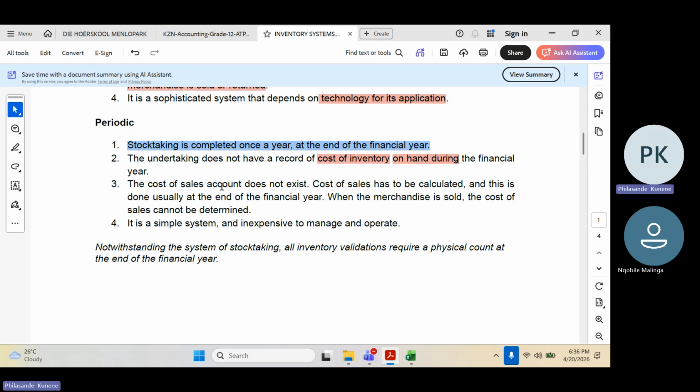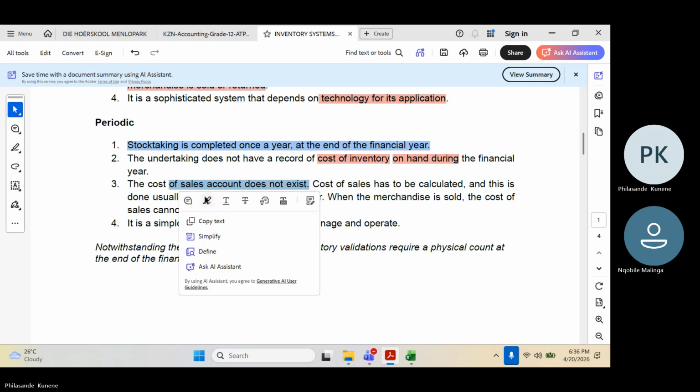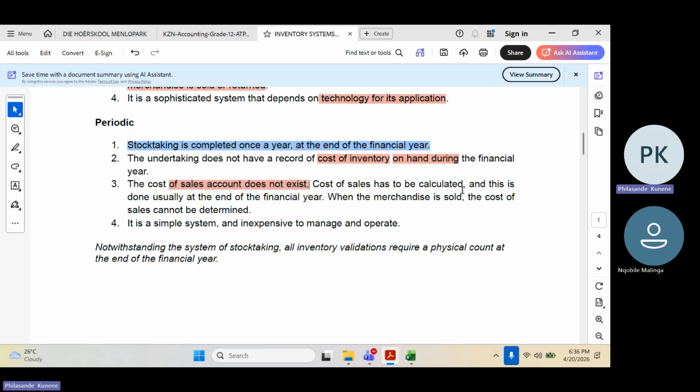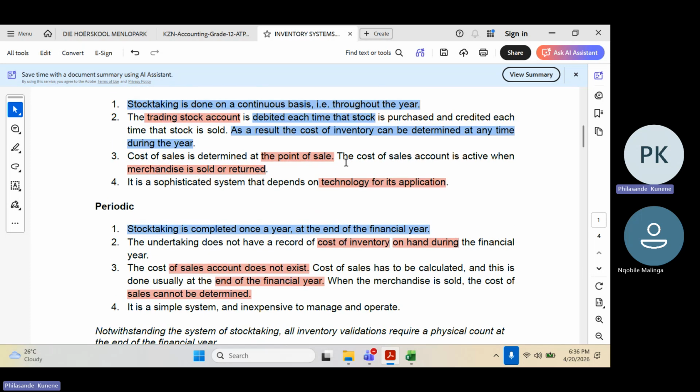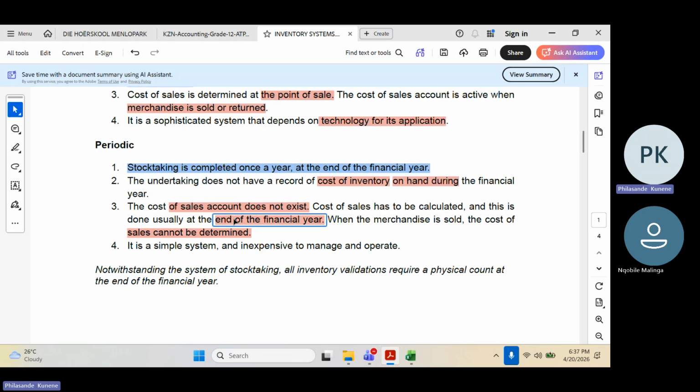Number 3, the cost of sales account does not exist. You can see cost of sales has to be calculated, and this is done usually at the end of the financial year. When the merchandise is sold, the cost of sales cannot be determined under periodic. Under perpetual, you are able to determine the cost of sales. As you can see, the cost of sales account is active when merchandise is sold or returned, which means you are able to determine cost of sales, but under periodic, you can't. You can only calculate cost of sales once at the end of the year.